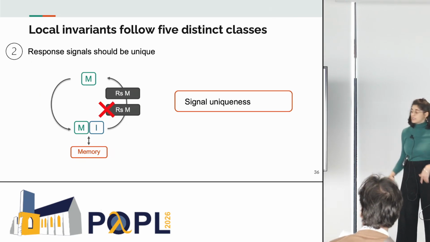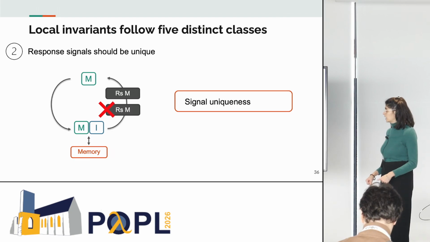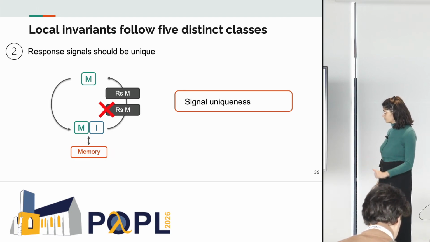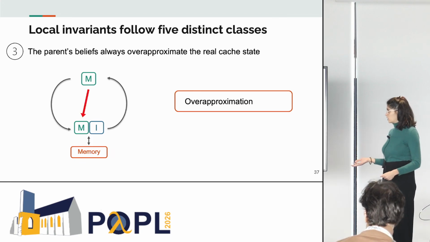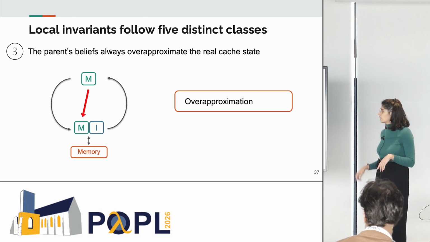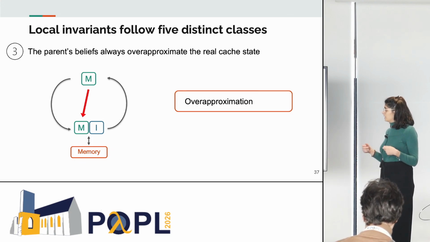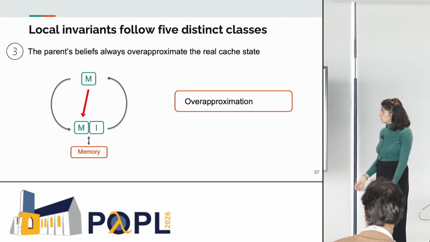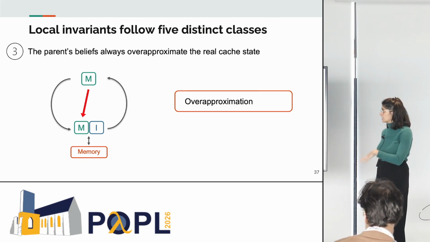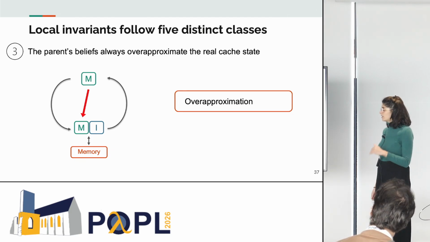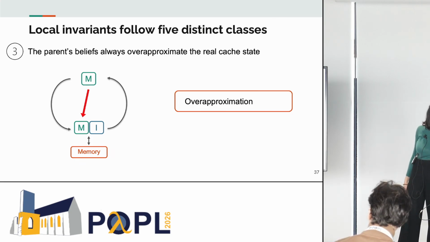Then we have what we call signal uniqueness, which says all the response signals should be unique. So we cannot have, for example, two responses M. Then the third class is over-approximation. I anticipated this a bit before: the parent not only updates the beliefs that it has on the cache, but we always have to ensure that the parent's belief over-approximates the real cache state. So in this case, if the cache is in M, the parent should think that the cache is in M. You cannot think that the cache is in an invalid state, for example, or in a shared state.